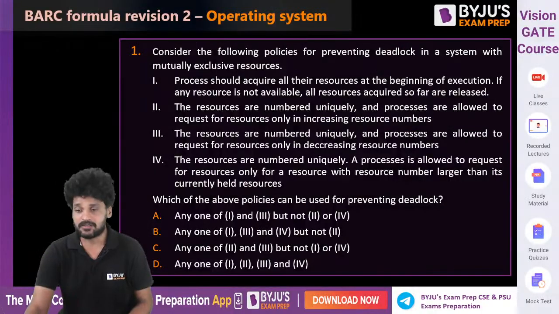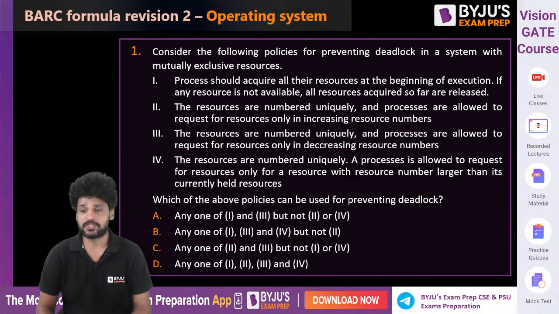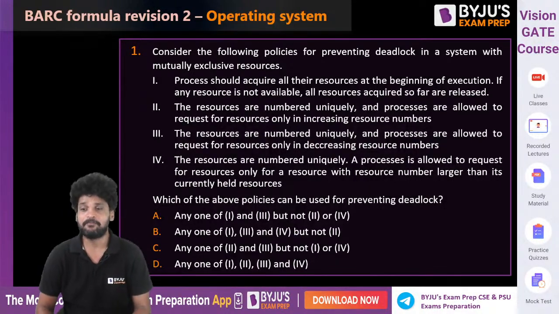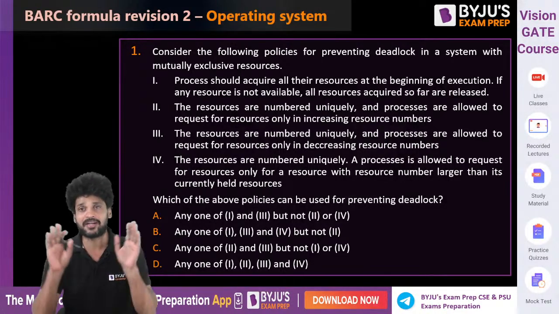Let me straight away get into the session because it's been some delay. Now, there comes your first question. The first question is, consider the following policies for preventing the deadlock system with mutually exclusive resources. Here the first question is all about deadlocks.